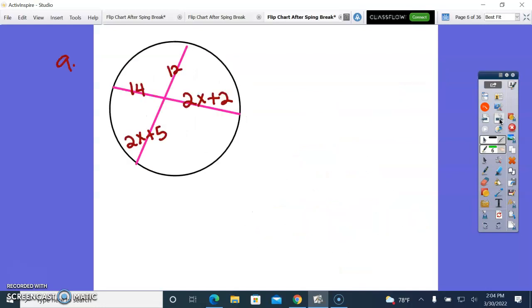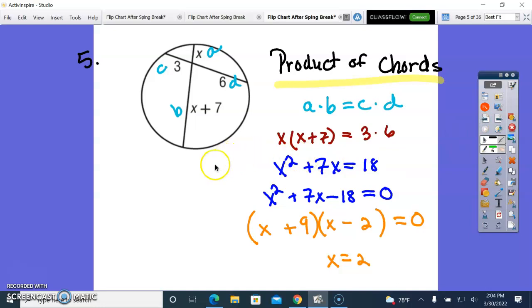Here is number, nope, I think that's it. That's the last of them, I think, that was on that sheet. All right, so I hope that helps.